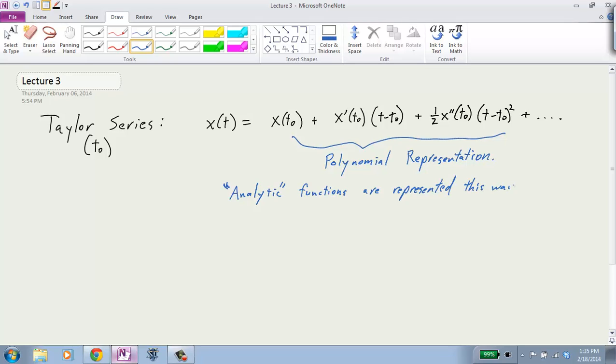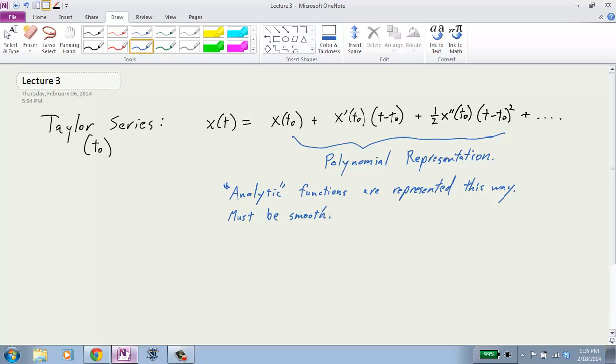And of course, I haven't really explained what it means to be analytic. It's just a math term. But for one thing, it implies that the function is smooth, that all the derivatives are continuous and so forth. So let's say it must be smooth. That's not actually sufficient, but you can think of it that way. If the function is smooth, then it can be represented this way.